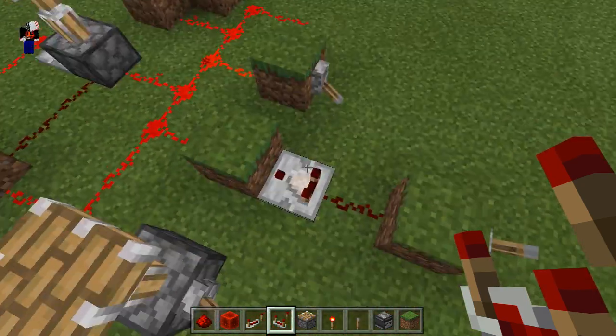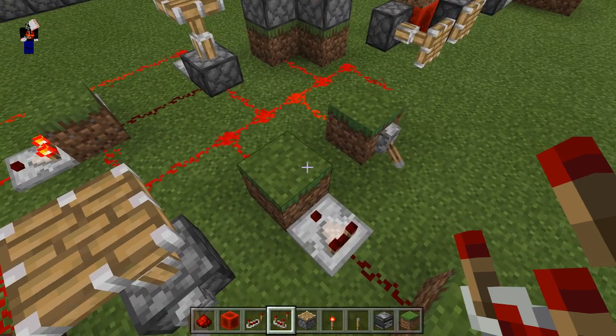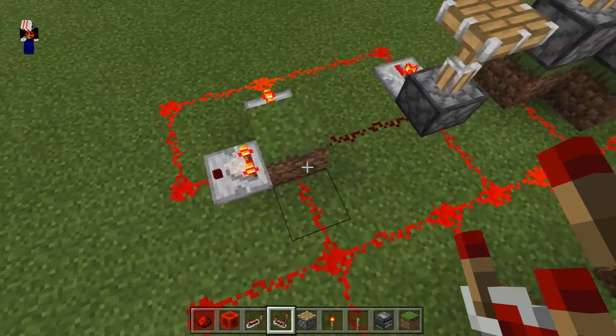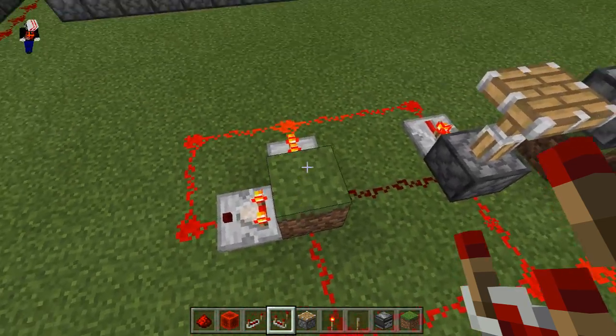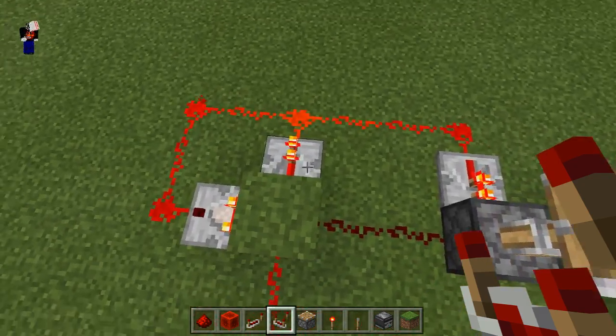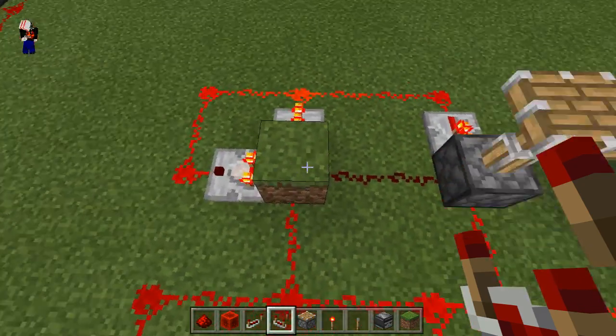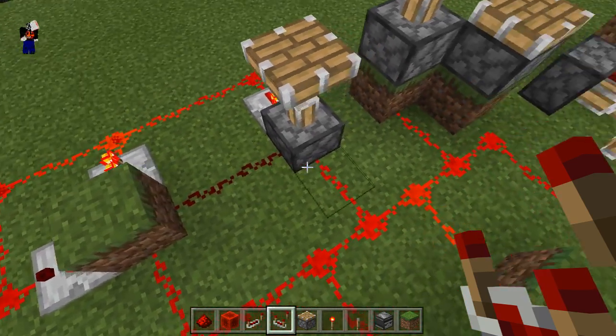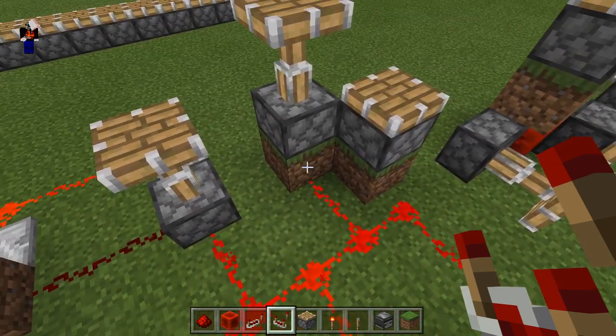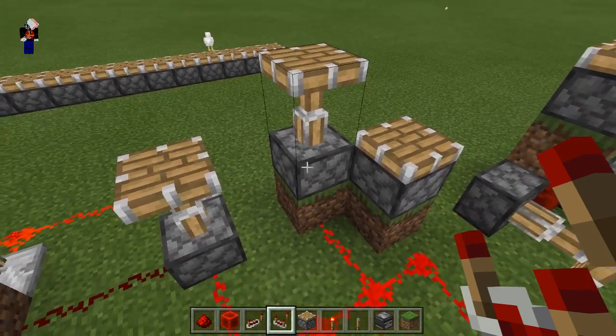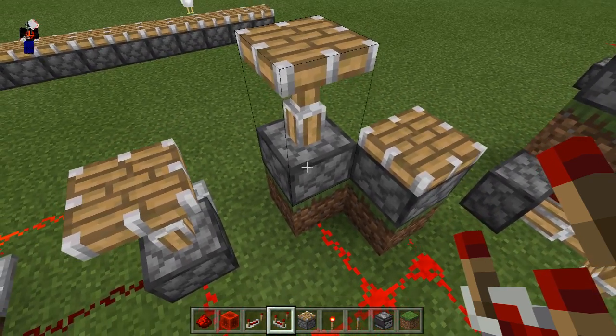So these levers and comparators hard-power the blocks. A redstone line will soft-power anything it interacts with. So this block here is soft-powered, so it powers the comparator and the repeater, other way around, that are attached to it, but it won't power this redstone line. However, this block, which is also soft-powered, will power the redstone piston, which is connected to it.